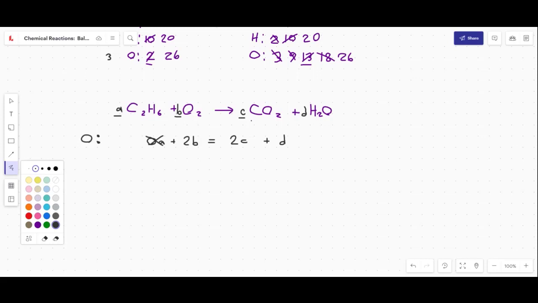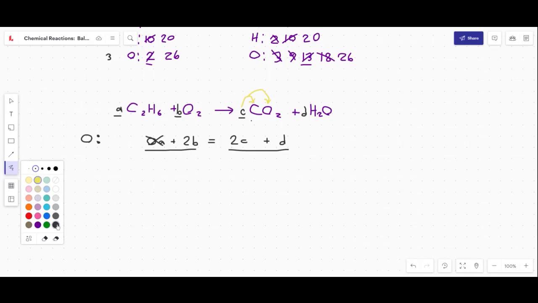Because this is an expression. This here is an expression for how many oxygens you have on the reactant side. This is an expression for how many oxygens you have on the product side. The product side is going to be 2 times whatever C is, because there's 2 oxygens that get multiplied times C. Remember, these coefficients are multipliers, so it multiplies times this, and it multiplies times this. So for oxygen, my expression for the number of oxygens on the reactant side is 2B. On the product side, it's 2C plus D.